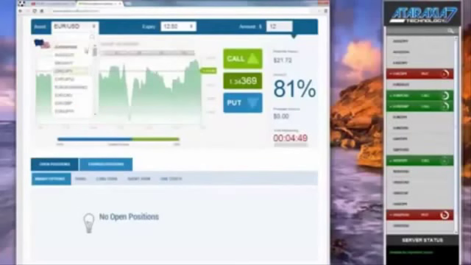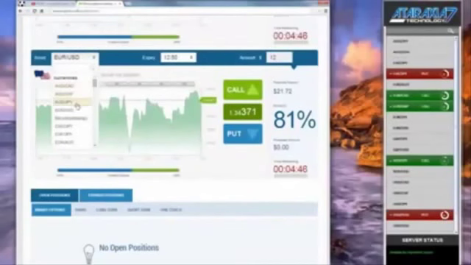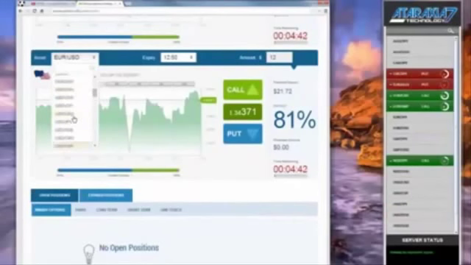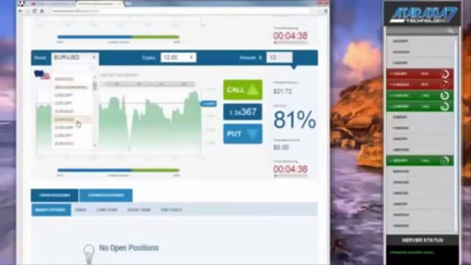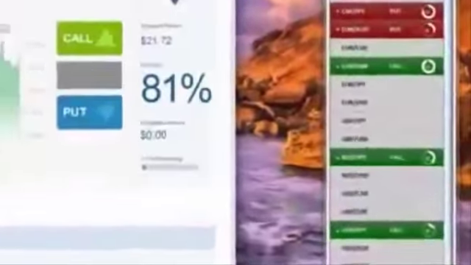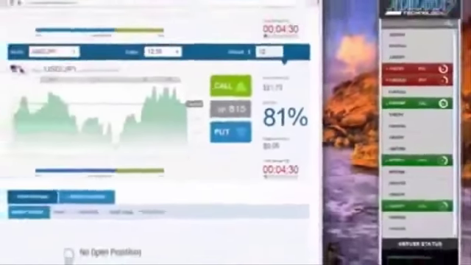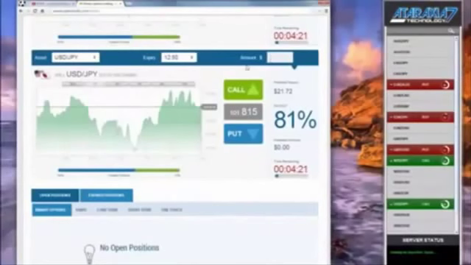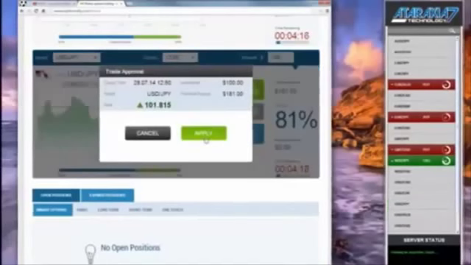All right, let's pick, as you can see here, this thing shoots out around 4 to 6 trades every minute here. And get the New Zealand dollar. Let's pick the US yen. That's the last one to show up. That's a call signal. Again, $100. Let's approve. See what happens.